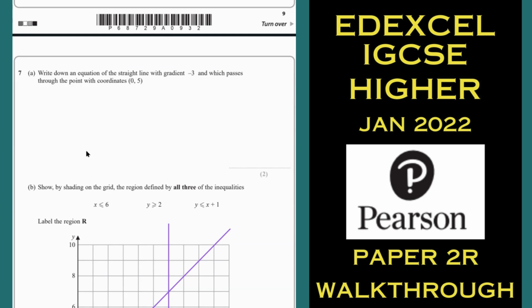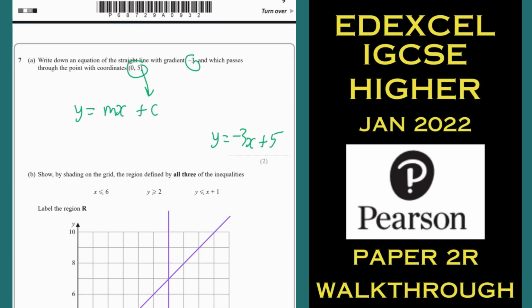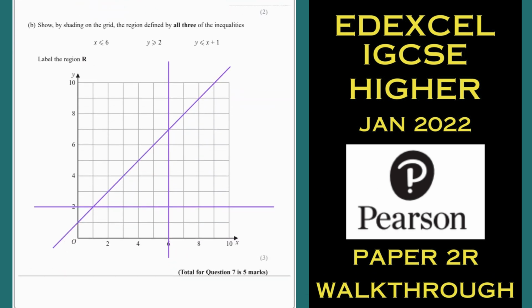Number 7, they're giving you all the information. It's just a case of reminding yourself, a straight line looks like that. And telling you it crosses at 0, 5 is just a posh way of telling you the intercept. So it's y equals minus 3x plus 5 for an easy couple of marks.